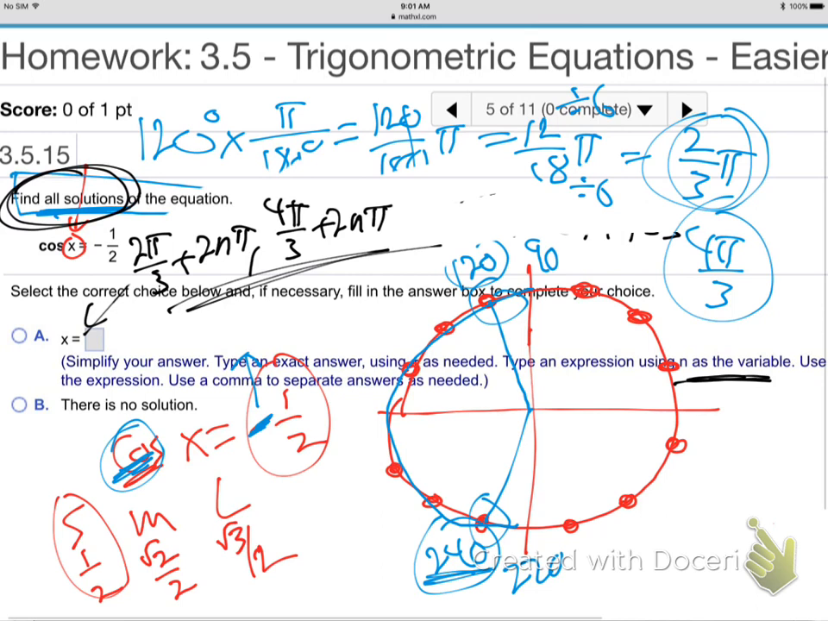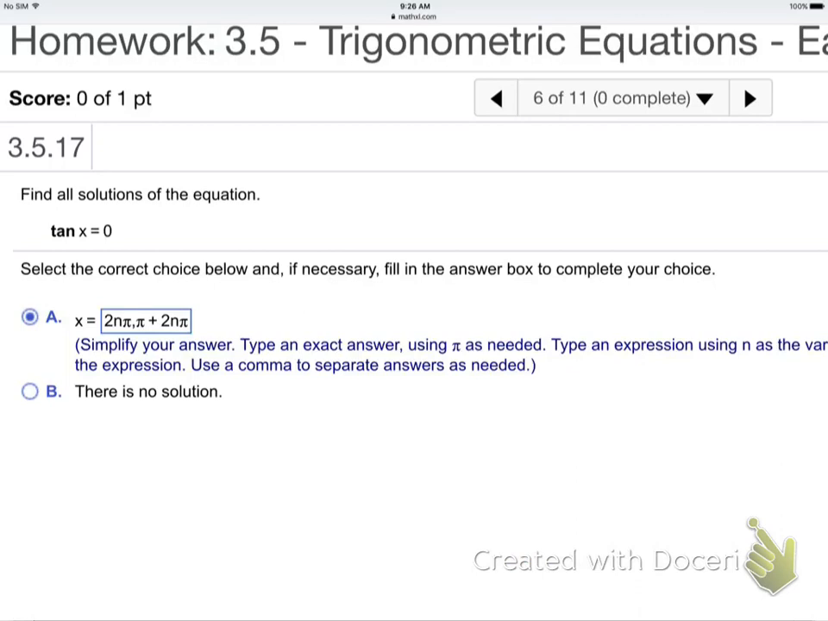This is a challenging section, so I want to be helpful. Let me talk about it. I'm forgetting something. What I'm forgetting is tangent has what's it called? A period of pi, not 2 pi. That's the problem. Let me show you.